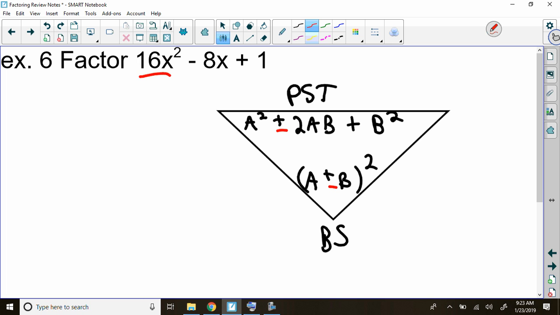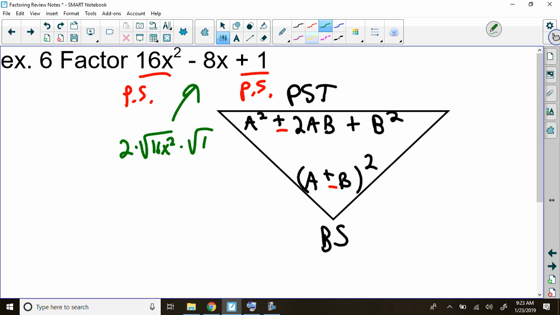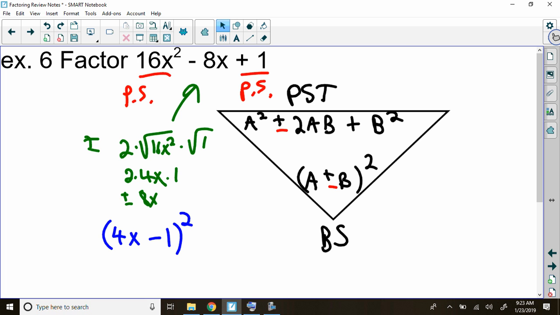16x squared, that's a perfect square. Plus 1, that's a perfect square. The middle term has to be 2 times the square root of the first times the square root of the last, either plus or minus. If it's not, then it's not a perfect square trinomial. Square root of 16x squared is 4x. Square root of 1 is 1. 2 times 4x times 1 is 8x. This is a perfect square trinomial. It does factor the way that I'm going to show you. It factors into 4x minus 1, and that's it. The quantity squared. Boom. Done. Those should be a walk in the park. Those should be really easy.